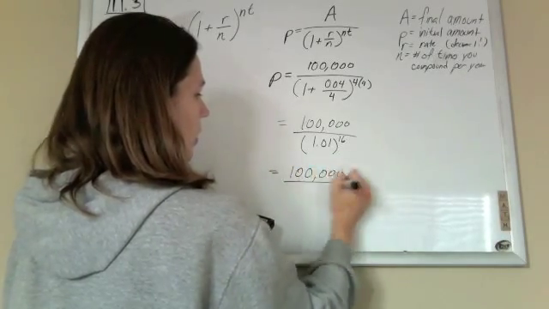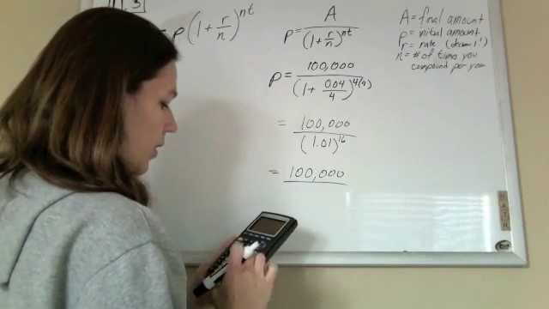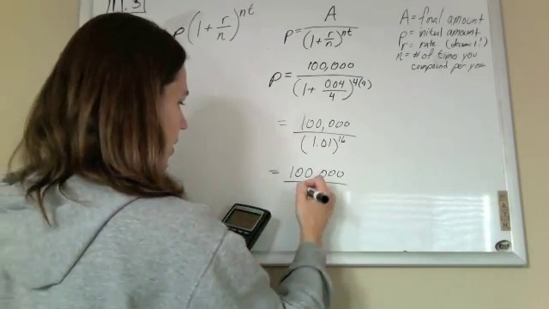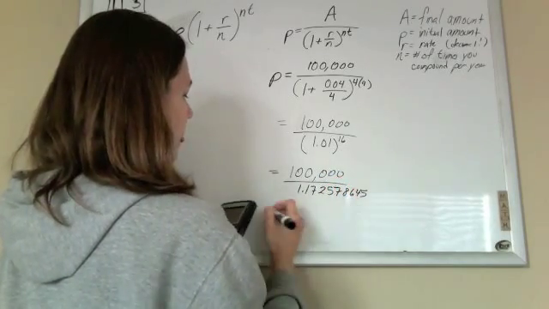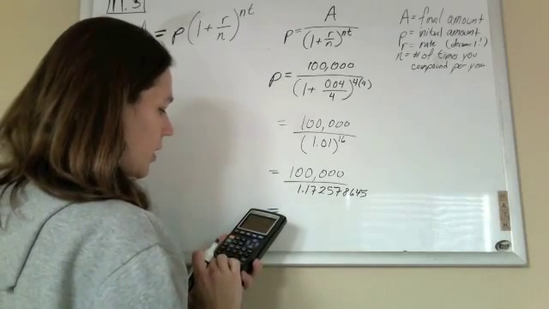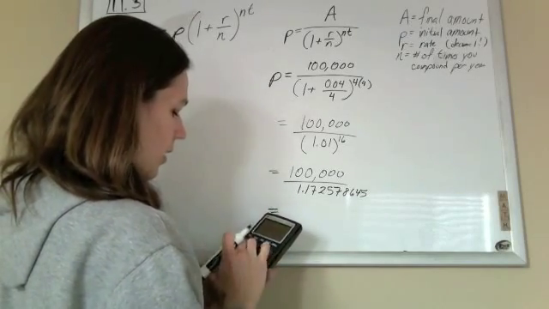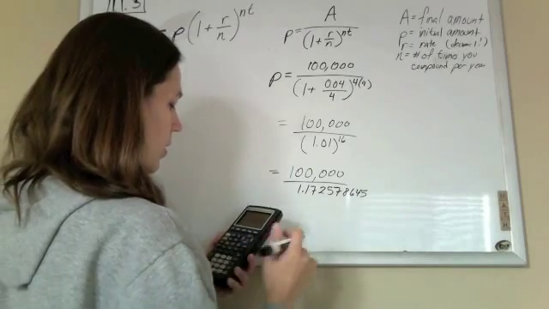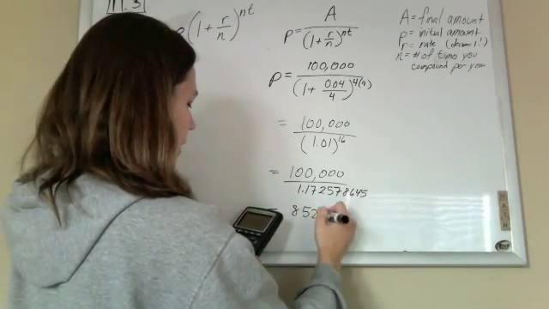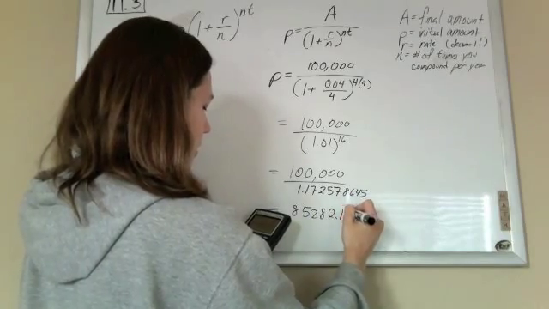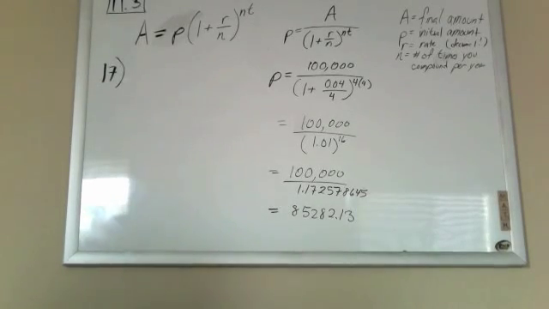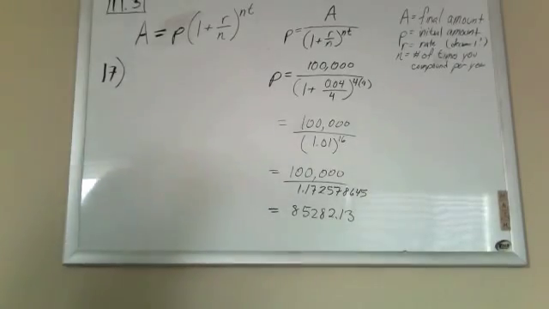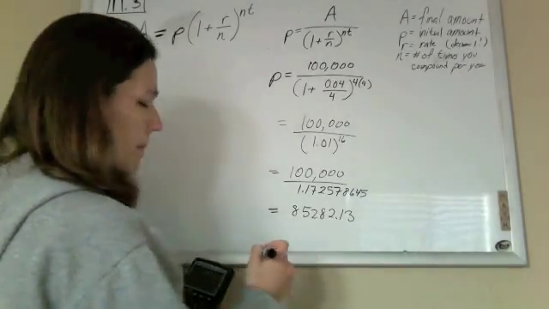So I'll do the bottom first, 1.01 raised to the 16th power, which is 1.172578645. And then I'm just going to do 100,000 divided by that number, I get 85282.1, I'll round it to 3. And so let me just check, make sure I'm good. 17. Yep, it's looking good. I think that's all you need.